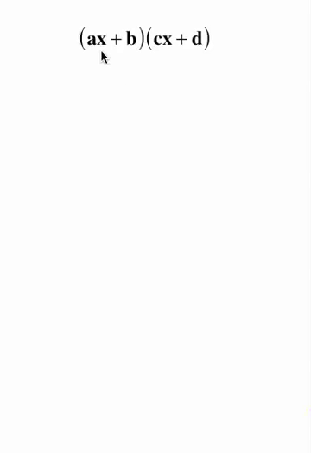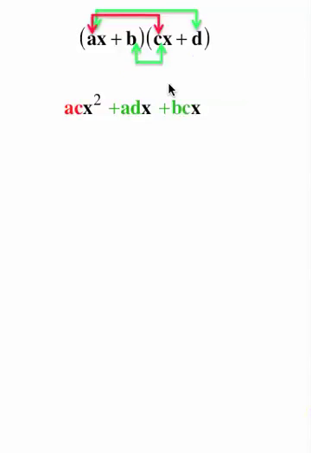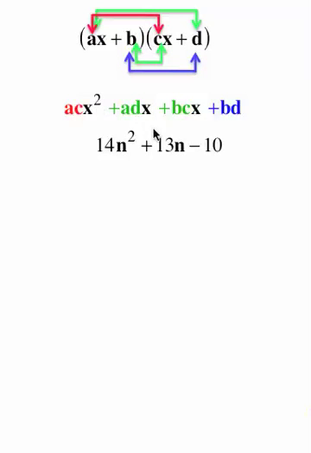Okay, another trial and error. So once again, if you have two binomials multiplying each other using FOIL, we always get this pattern. Okay, so we know that the 14 is going to be the first term in a binomial multiplied by the first term in the second binomial, and that the 10 is the last term in the first binomial multiplied by the last term in the second binomial.